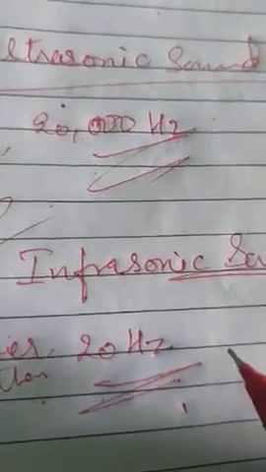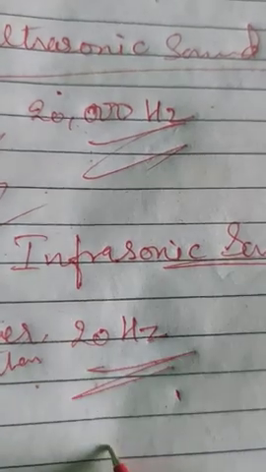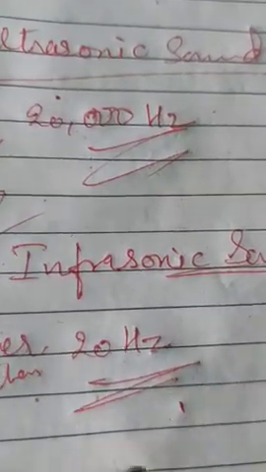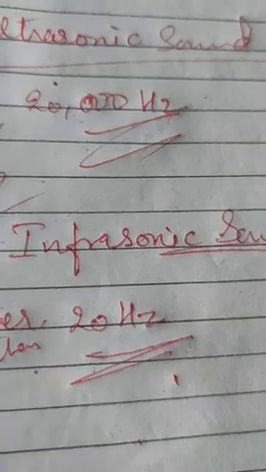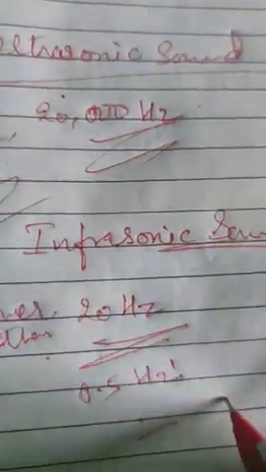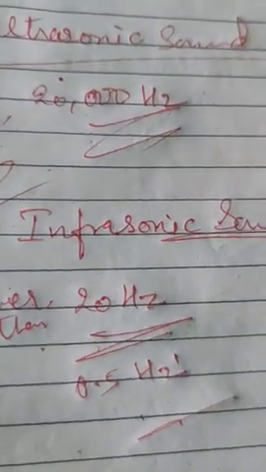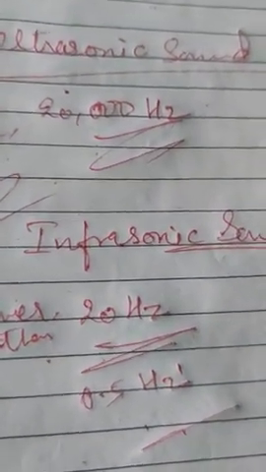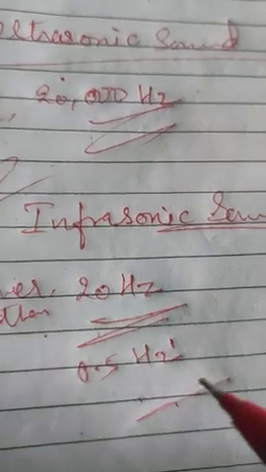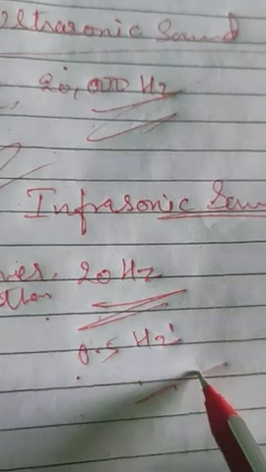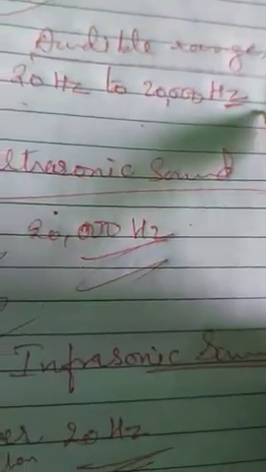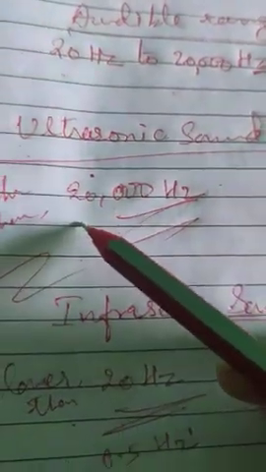For example, the pendulum of a clock makes one vibration in 2 seconds. The frequency of sound produced due to its vibration is 0.5 Hertz. It is called infrasonic sound and hence we cannot hear it. So the frequency range of different sounds: below 20 Hertz is infrasonic; audible range, already taught, is 20 to 20,000 Hertz; and ultrasonic is more than 20,000 Hertz.